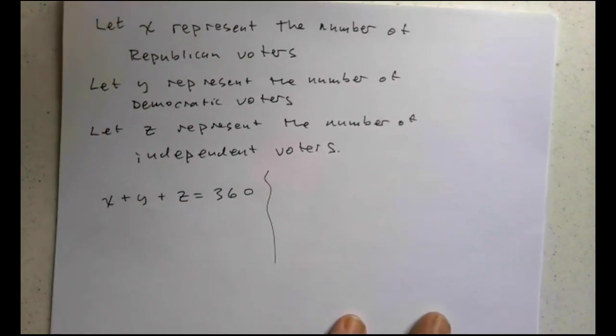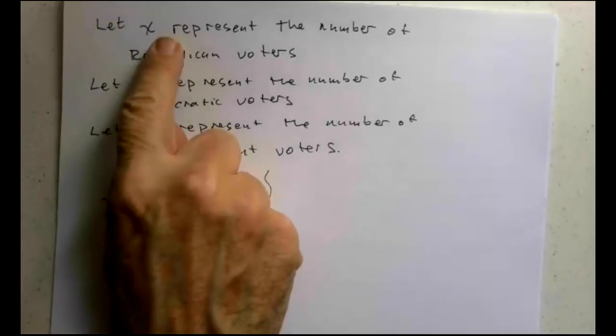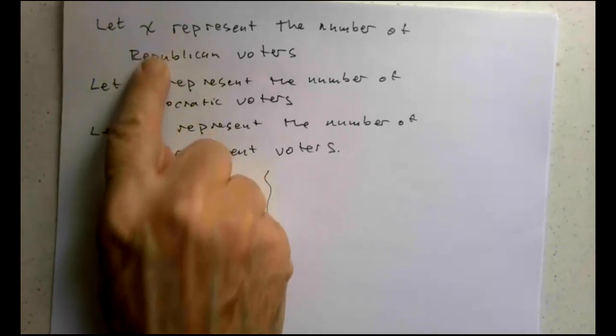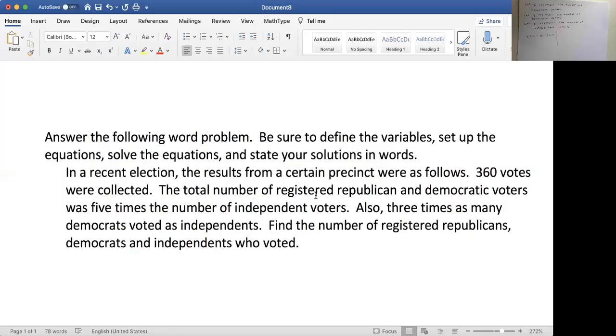What's the next thing that we're looking for? The total number of registered Republican and Democratic voters. So total number of Republican and Democrats, what would that be? Well, Republicans are X, Democrats are Y. So the total of Republican and Democrats would be X plus Y. So the total number of Republican and Democrats was 5 times the number of independent voters. So X plus Y would be 5Z.